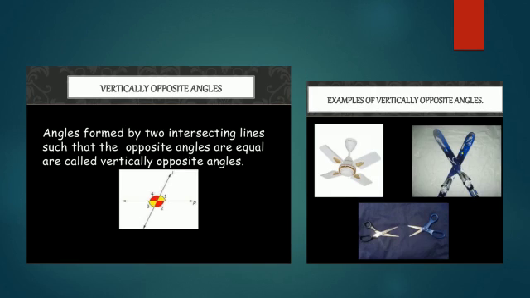Vertically opposite angles. Angles formed by two intersecting lines such that the opposite angles are equal are called vertically opposite angles. In this diagram, angle 1 and angle 3 are vertically opposite angles and angle 2 and angle 4 are vertically opposite angles. Examples of vertically opposite angles are fan and scissors.